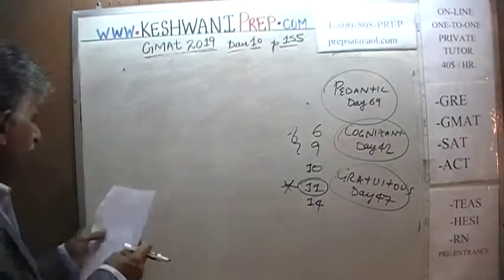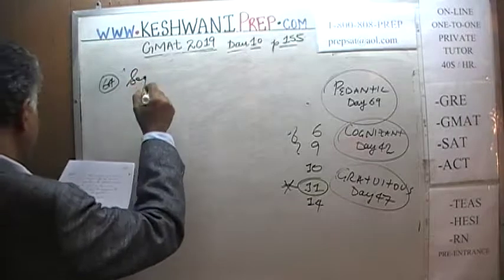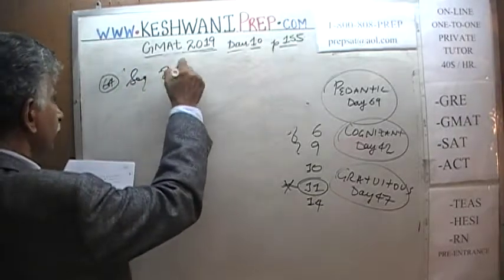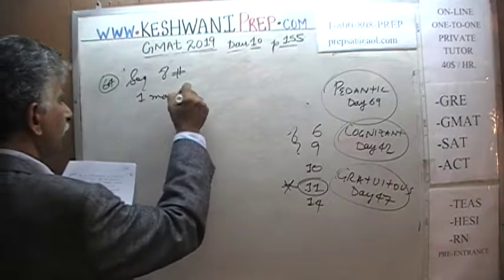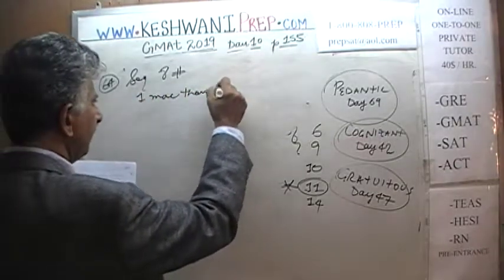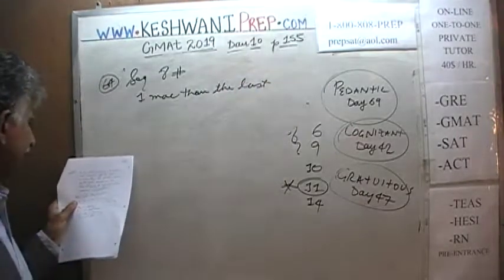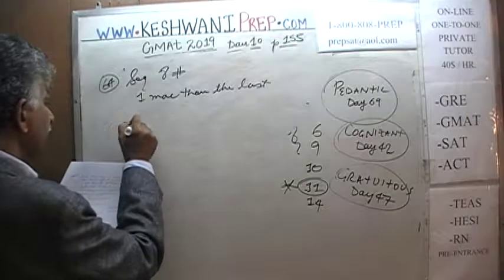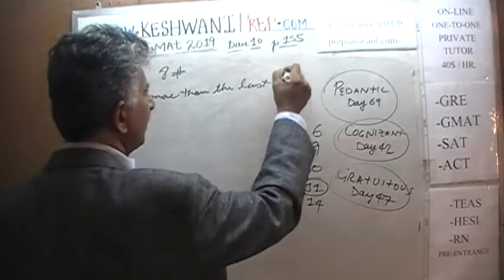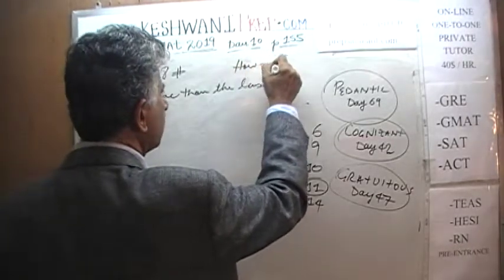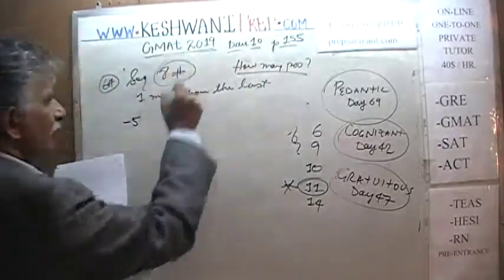So here in the next one, number 64, we have a sequence. We are told of 8 numbers, and we are told that each one that comes after is one more than the last. The sequence begins with -5. The question simply is, how many positive numbers are we going to have out of these 8?